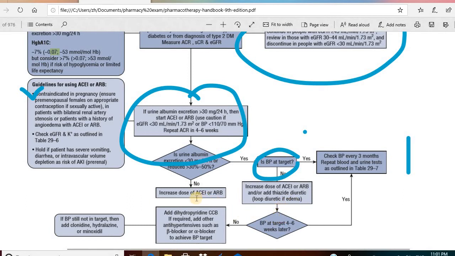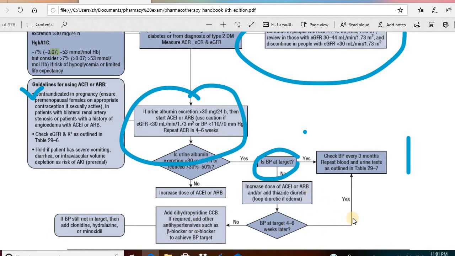और अगर urine albumin excretion less than 30 or reduced, so increase dose of ACE inhibitor ARB. Add dihydropyridine CCB if required, and other antihypertensives such as beta blockers, alpha blockers to achieve the BP target. If BP is still not at target, then add clonidine, hydralazine or minoxidil. BP at target 4 to 6 weeks later. अगर नहीं होगा तो आपने CCB ऐड करना है.